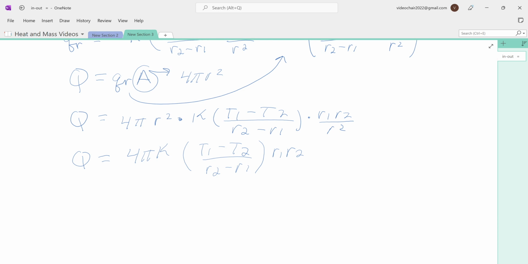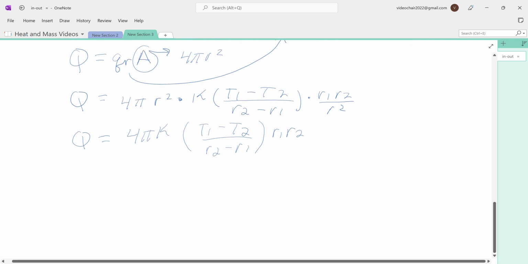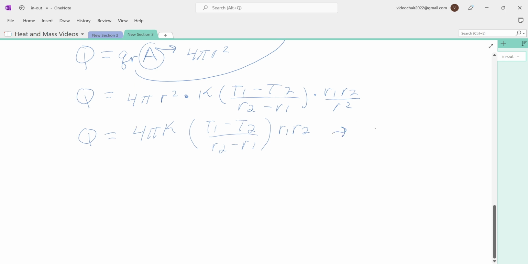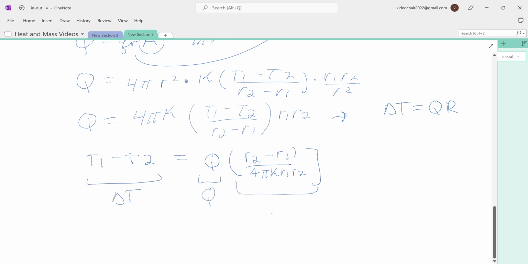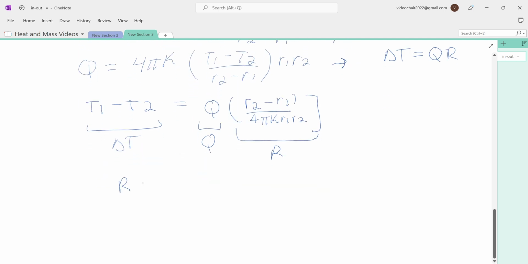So basically we can just rewrite it, solving for delta T, because delta T is going to be equal to Q times R. So T1 minus T2 is equal to Q times R2 minus R1 over 4 pi K R1 R2. So like we said, this is going to be our delta T. This is Q, so this has to be our R term. So R is equal to R2 minus R1 over 4 pi K R1 R2.